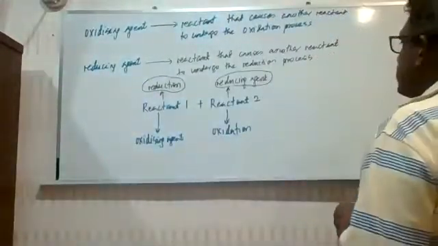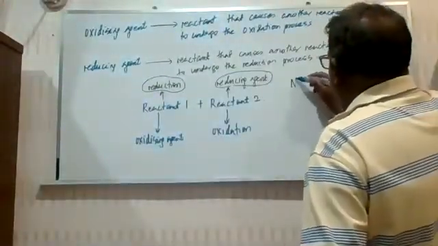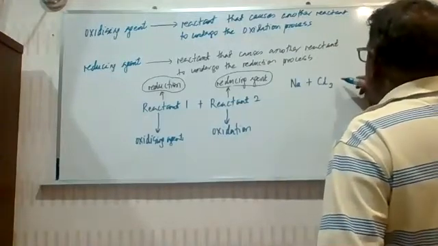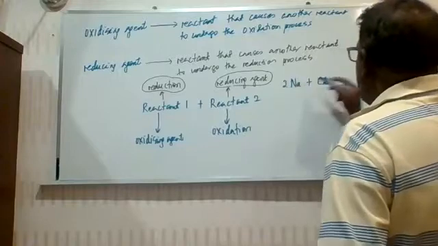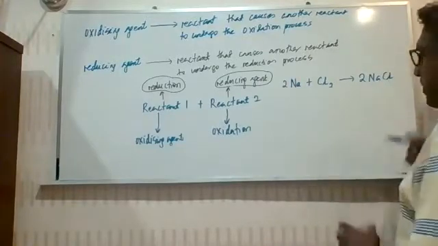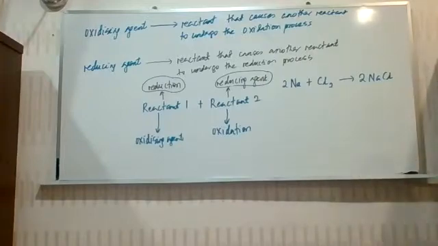All right, let's take an example. Let's say you have Na plus Cl2, which gives 2 NaCl. Identify the oxidizing agent and identify the reducing agent.